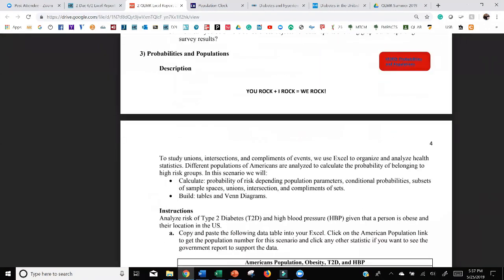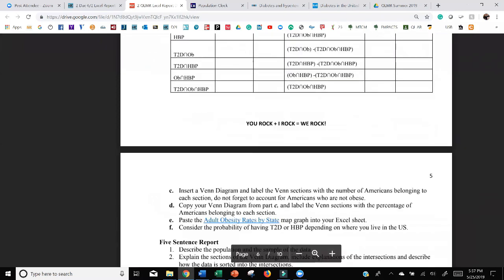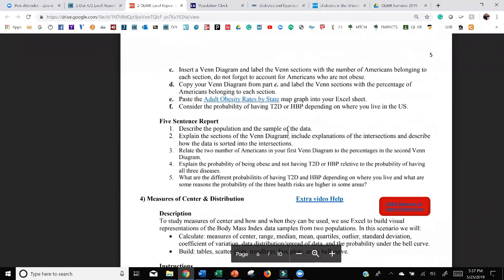Describe the population and sample of the data. In this case, the entire United States was our population, and the sample was taken from the Bureau of Investigation. The United States government took random samples from around the United States. And you don't have to read all of that in the documents. You can take my word for it. I have read all of the documents.